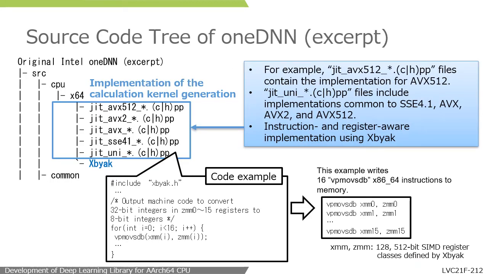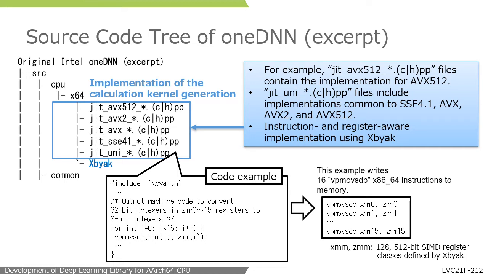This page shows the oneDNN source code tree. The source code of the kernel generation for Intel CPU is placed in the directory named x64. The implementation is in a separate file for each instruction set. For example, the files whose names start with jit_avx512 contain the implementation for AVX512.